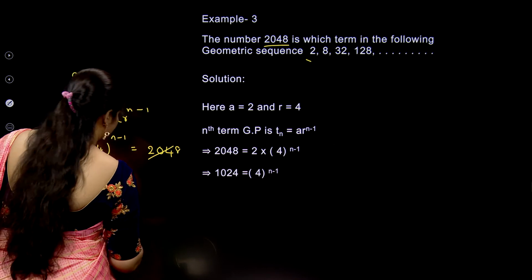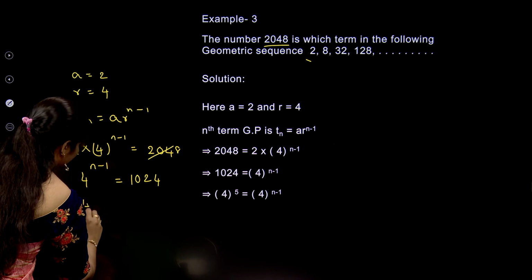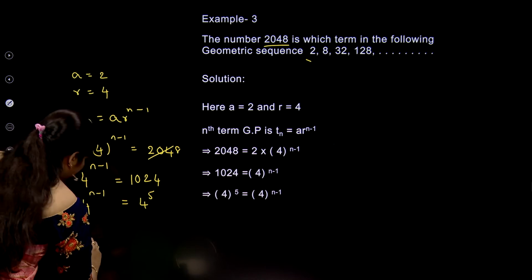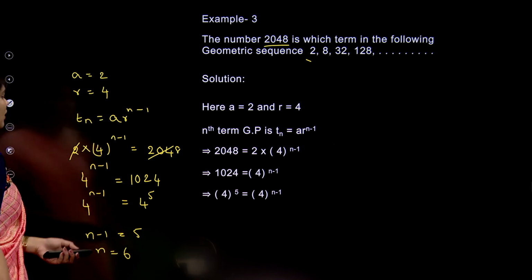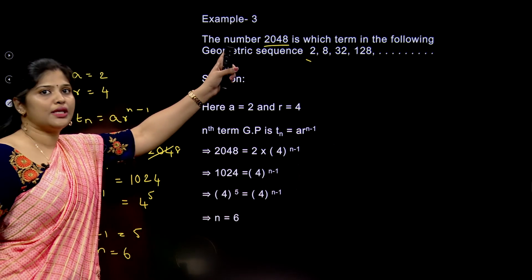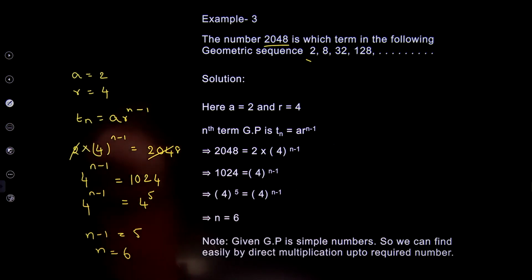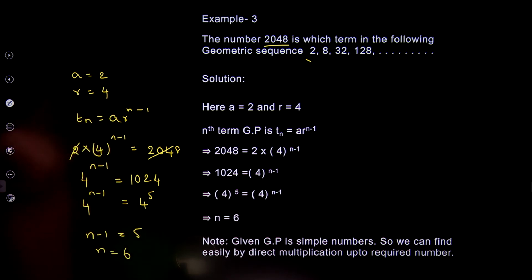2048 divided by 2 is 1024. Then 4 power 5 is 1024, so n minus 1 equal to 5. n equal to 5 plus 1 is 6. So the sixth term value is 2048. Here we need to find out which term is equal to 2048, and that is the sixth term.